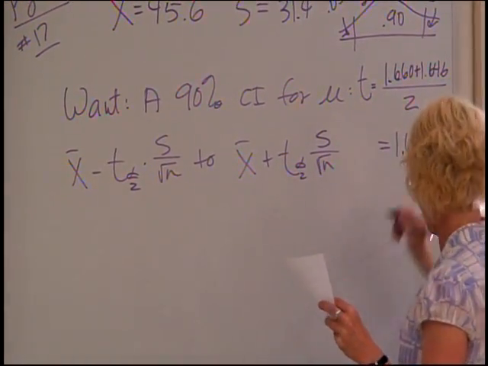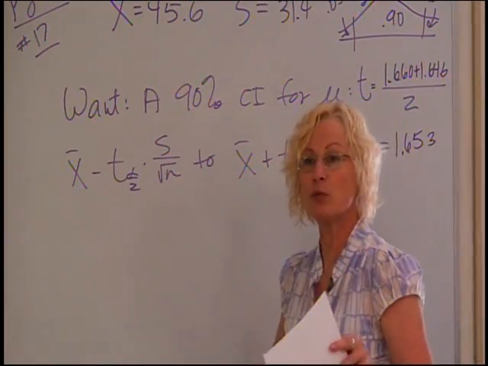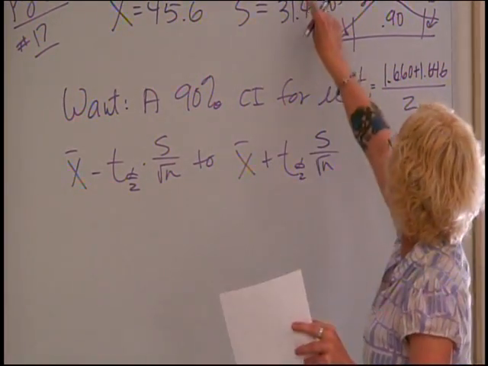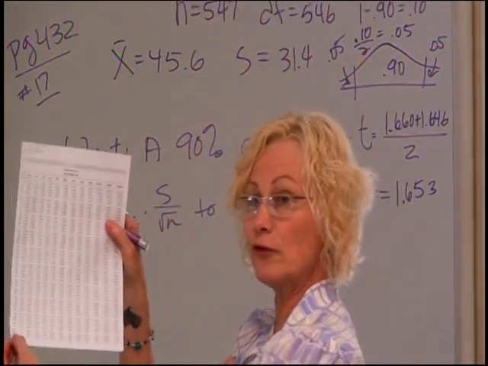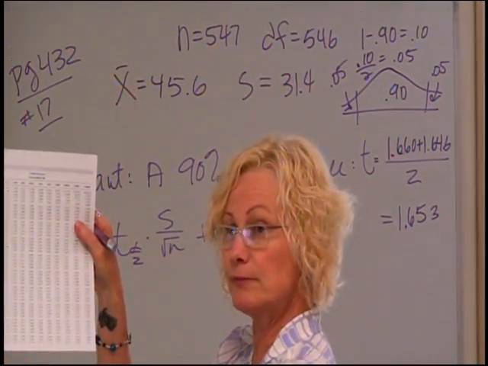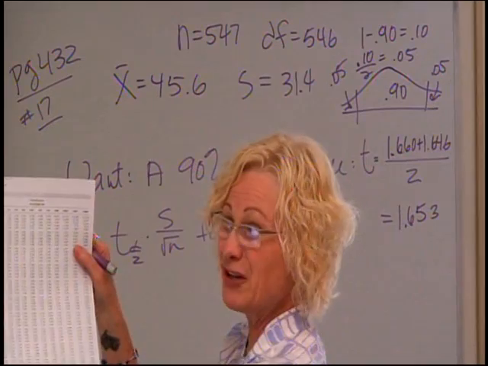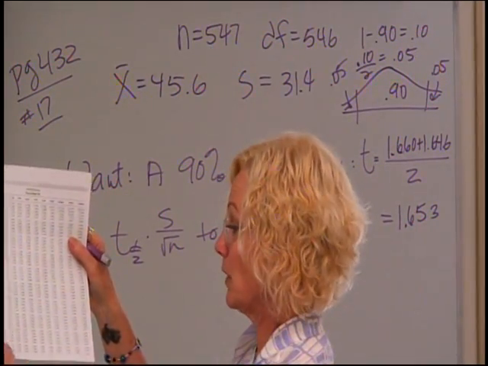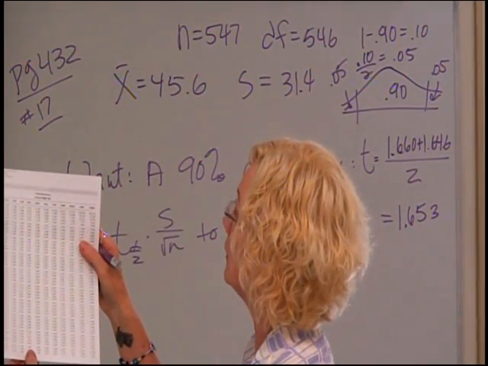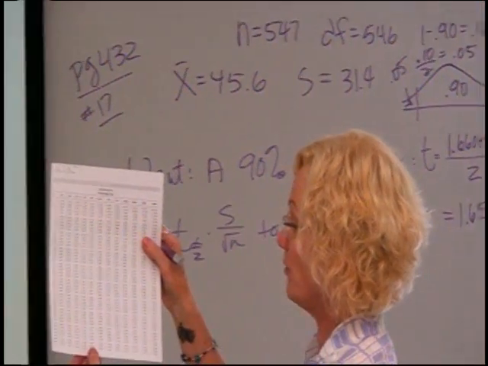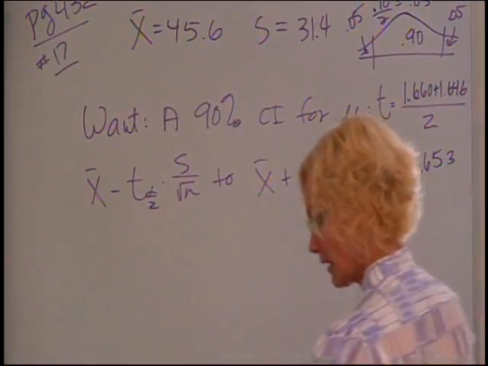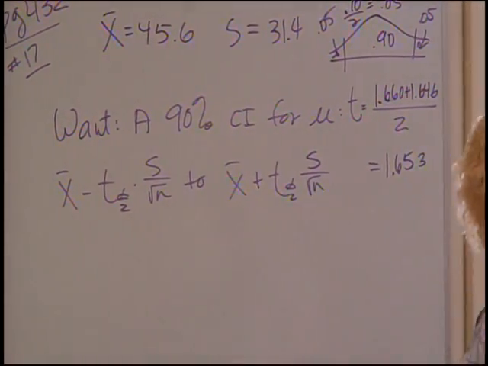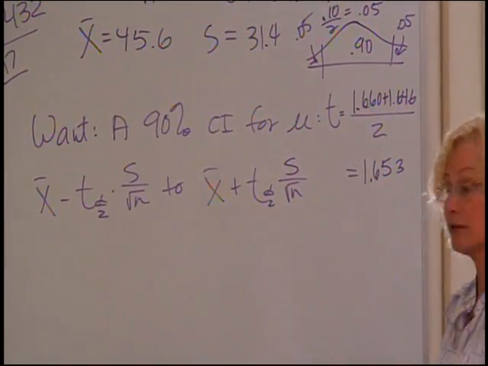Why are we looking at 100? Because our degrees of freedom is 546, and so we have to look for the closest thing down the degrees of freedom column. There's nothing even close to 546, right? So we'll take the one from 100 and the one from 1,000 and average them. Make sense? Good. All right, so we're set. Let's plug it in.